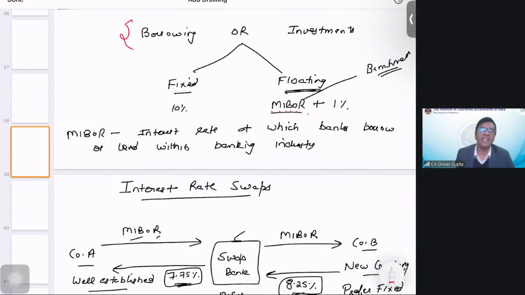Now, let's say today MIBOR is 8%, so your overall interest rate becomes 9%. After 3 months, the MIBOR, let's say, becomes 10%, so your overall rate of interest becomes 11%. So what you are doing is adjusting your interest rate on your borrowing or investment basis the actual rate in the market. Correct? So these are the two different ways you can define your interest, whether you talk about borrowing or investments.